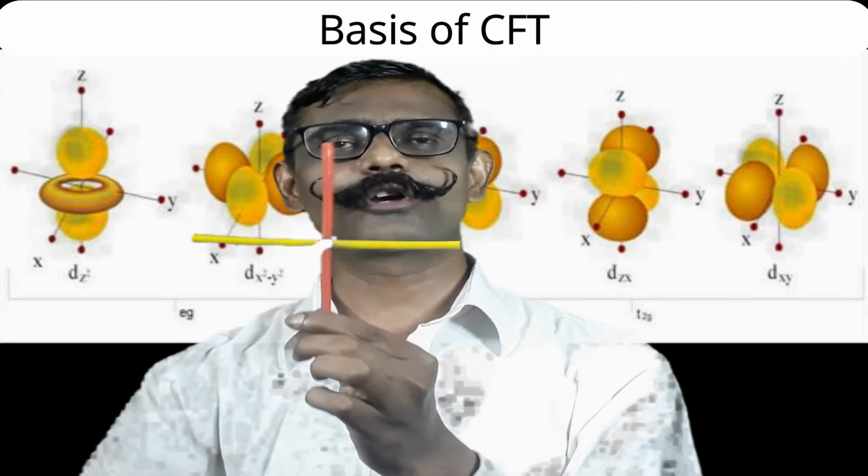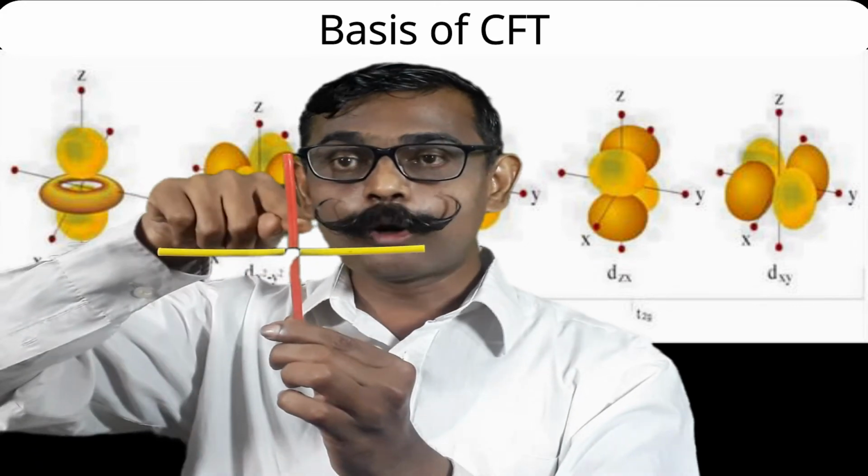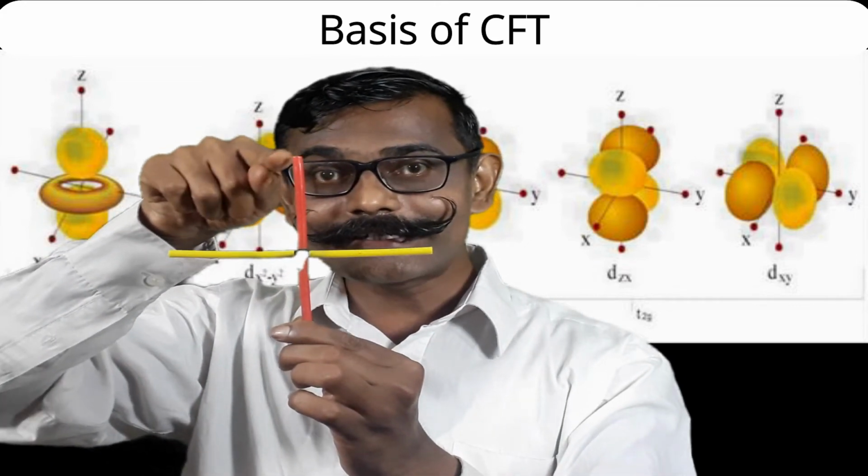Let us understand these orbitals again. The first orbital is the dz square orbital. The lobes are along the z-axis, see here.